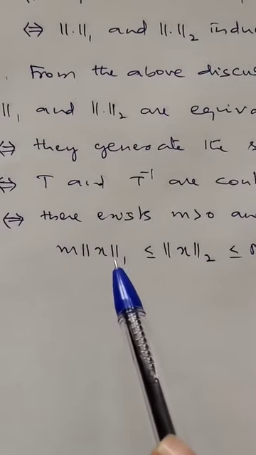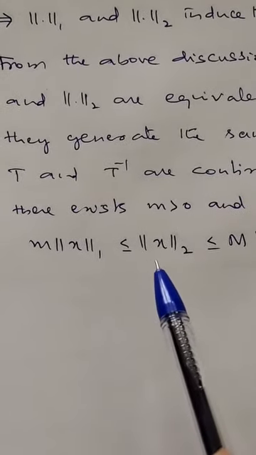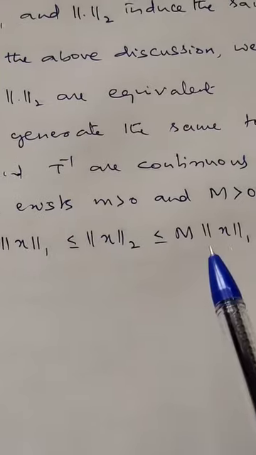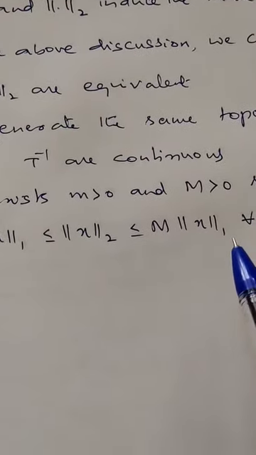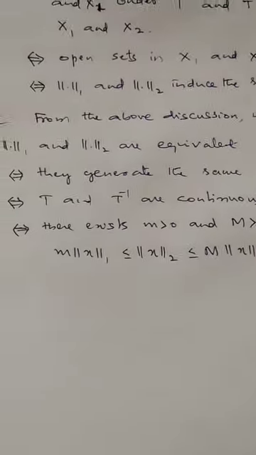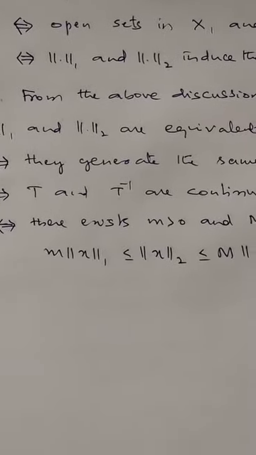Therefore we will have m times norm of x1 less than or equal to norm of x2 less than or equal to M times norm of x1. Okay, this is an interesting proof.